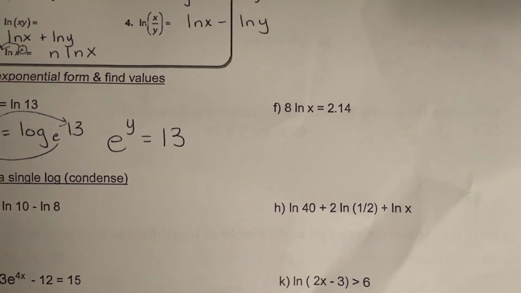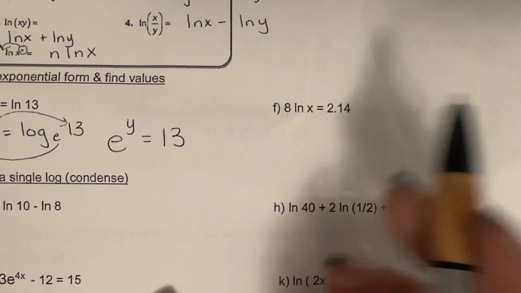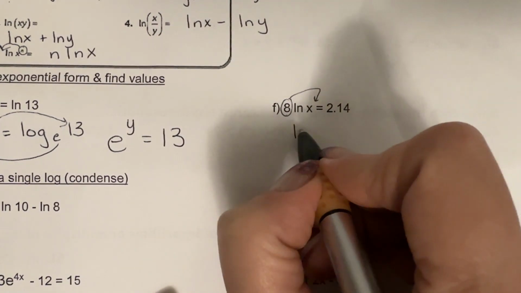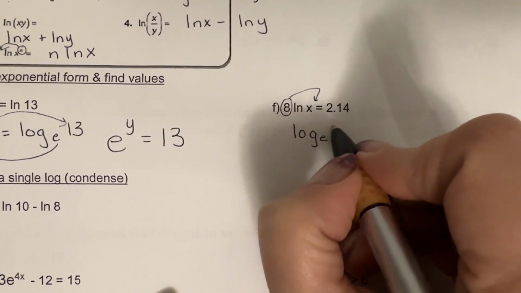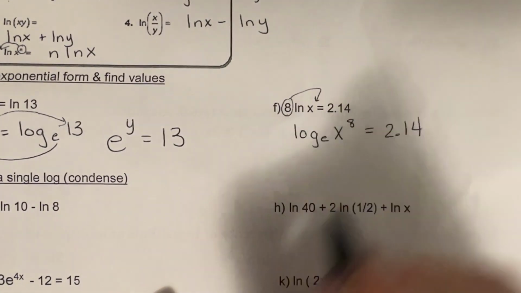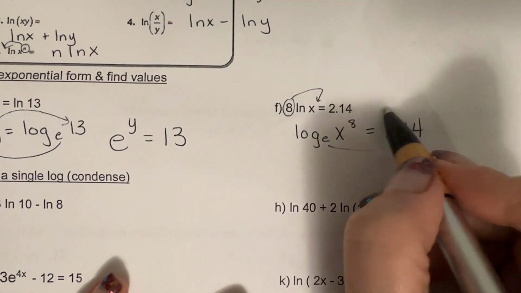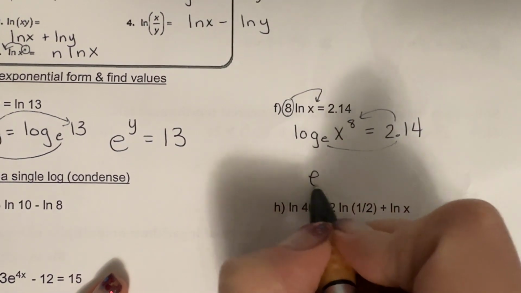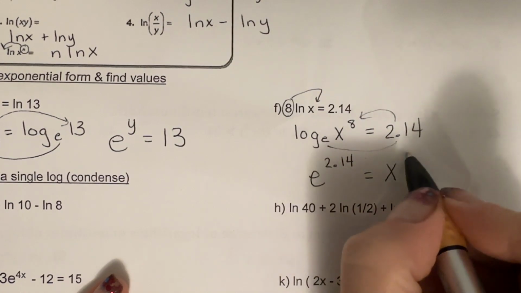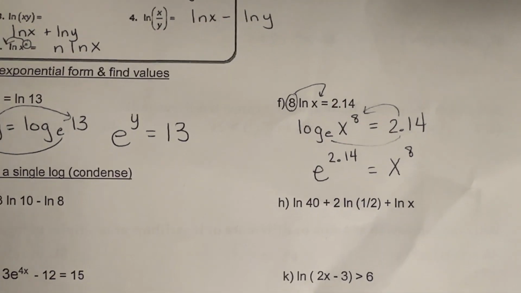So on a problem like this, I have a choice. I can divide the 8 to the other side, or I can move the 8 back up to be the exponent. I'm going to move my 8 back up here to be the exponent. So this will be log base e of x to the 8th power equals 2.14. So just like I did before, I'm going to start down here with my log base, swoop under the equal sign and over. So this will be e to the 2.14 equals x to the 8th. Okay, so same problem. We're just kind of rewriting it.